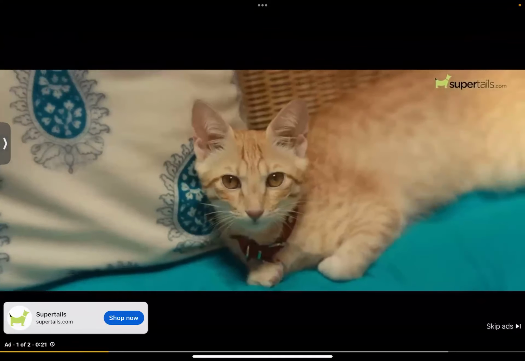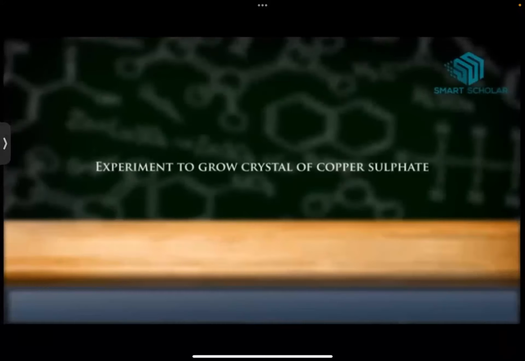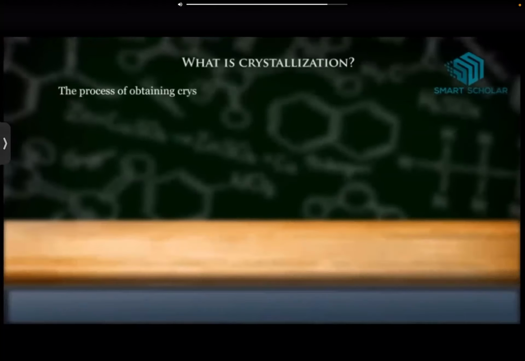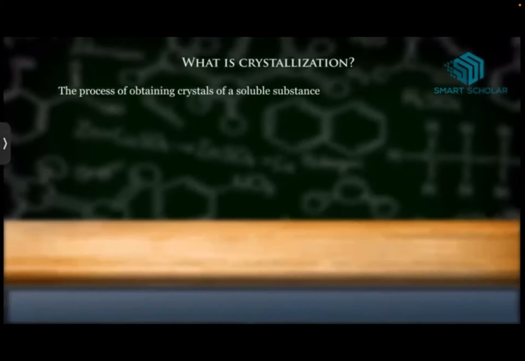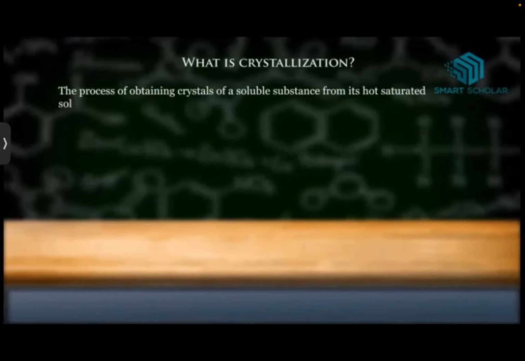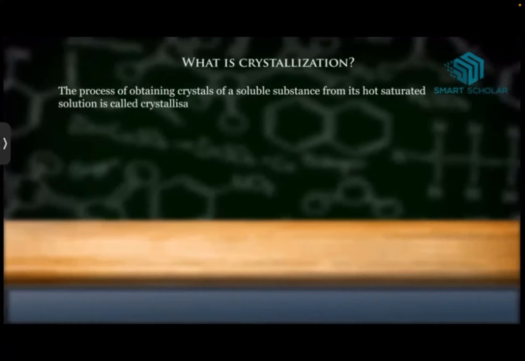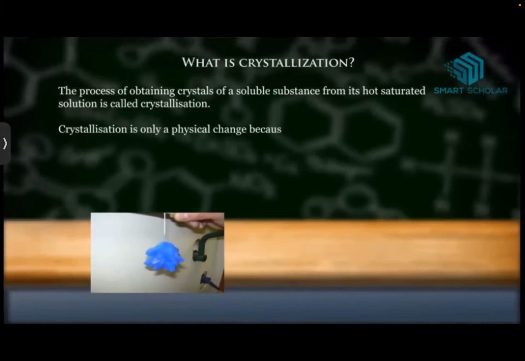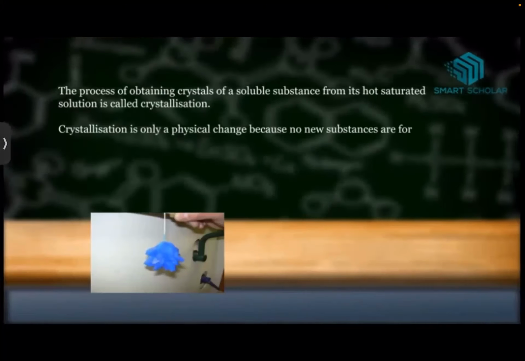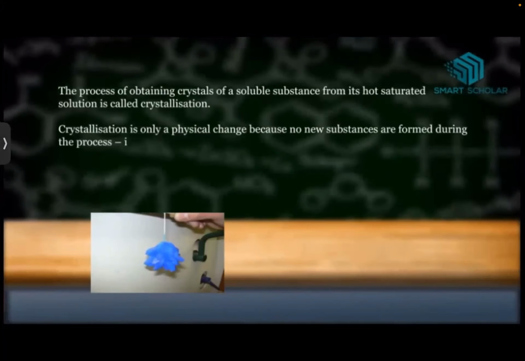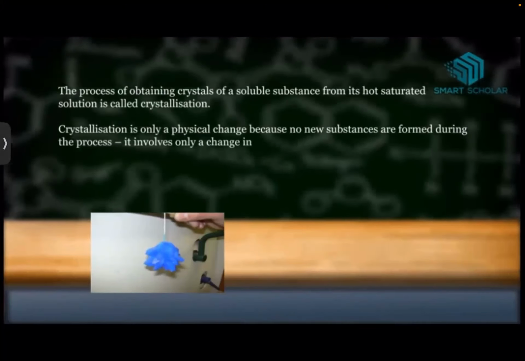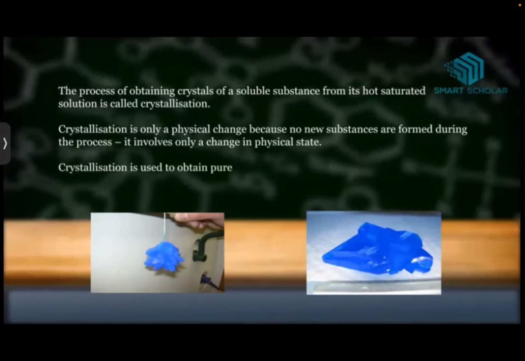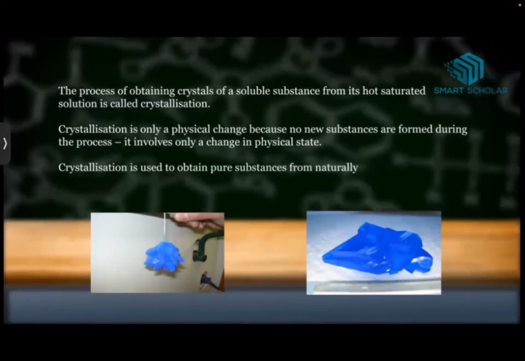Experiment to grow crystals of copper sulfate. What is crystallization? The process of obtaining crystals of a soluble substance from its hot saturated solution is called crystallization. Crystallization is only a physical change because no new substances are formed during the process. It involves only a change in physical state. Crystallization is used to obtain pure substances from naturally occurring impure substances.